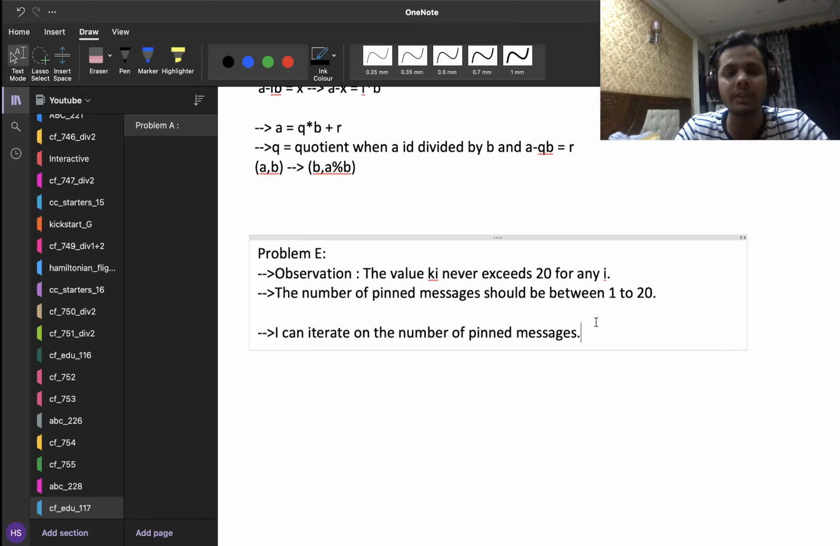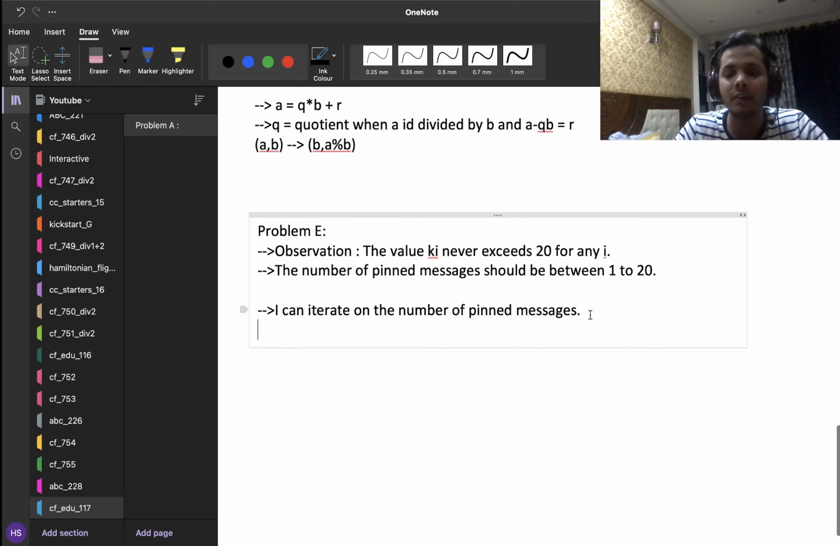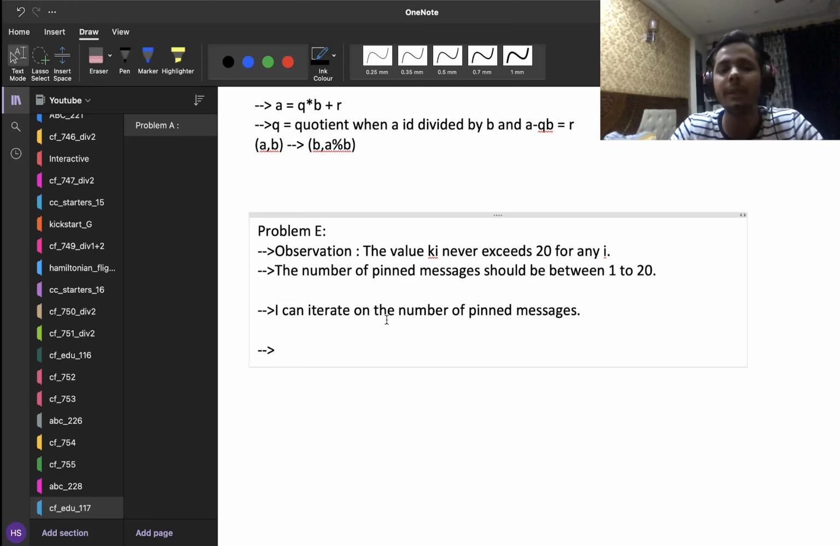And the question at hand is, if I am iterating at i messages that are pinned, is it possible for me to calculate the maximum expected value? And the answer to that is yes, it is. And let's see how we can do that. So what we can do here is we can simply calculate the contribution of every message if we pin a total of i messages.